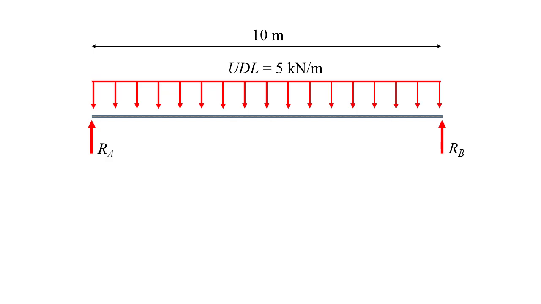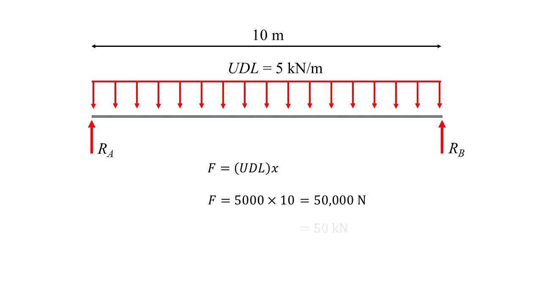So to solve for the reactions RA and RB, the trick is to first convert the distributed load into a point load by determining the magnitude of the total load and the location that this load acts on our beam. To determine the total force due to the UDL, we simply multiply the UDL by the distance that the UDL acts. In this case, the UDL is 5 kilonewtons per meter over a distance of 10 meters.